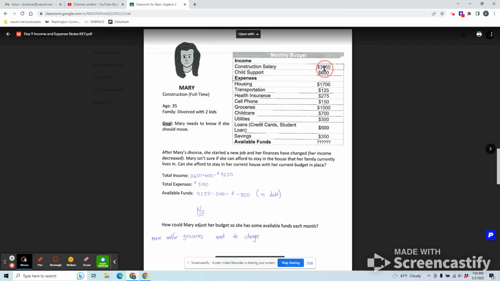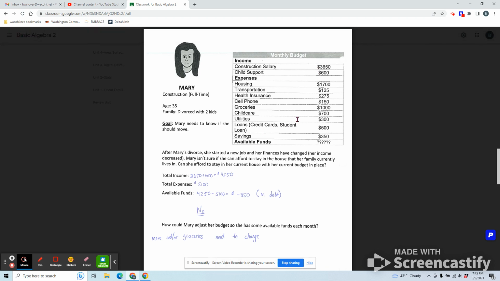Her salary decreased. She wants to know, can she keep the same lifestyle that she currently has? So here's her current income. So child support is the ex-husband paying money for the children to help cover the cost for food, clothing, and shelter. $600. So her total income is $4,250. Her total expenses, once again, add everything up, is $5,100.